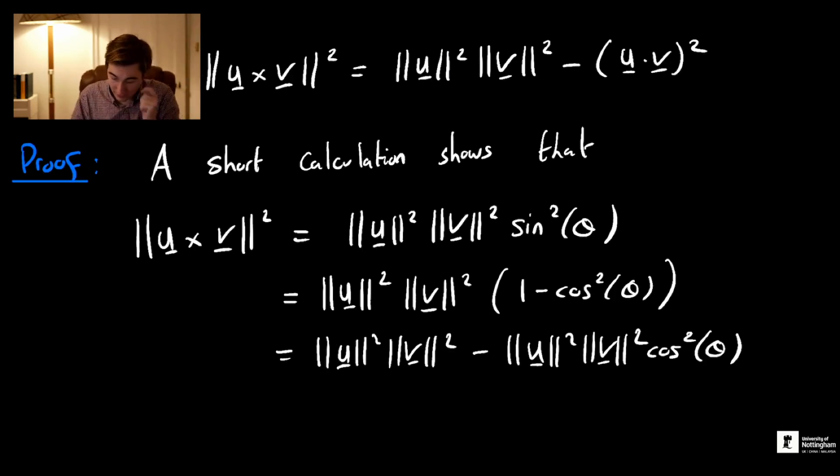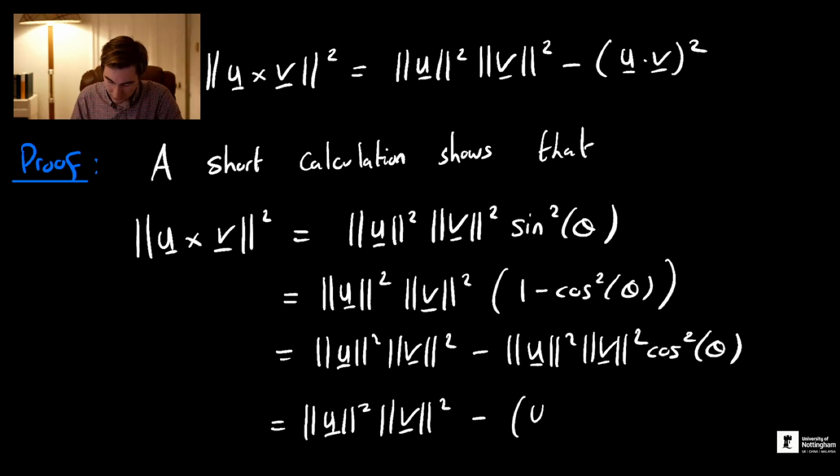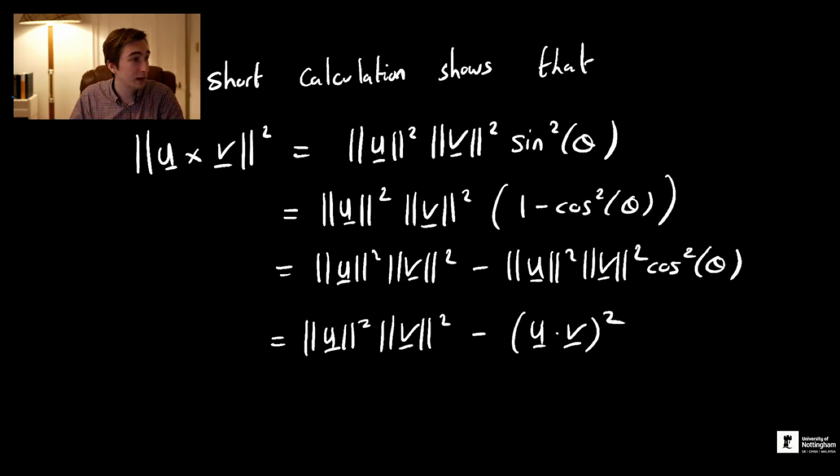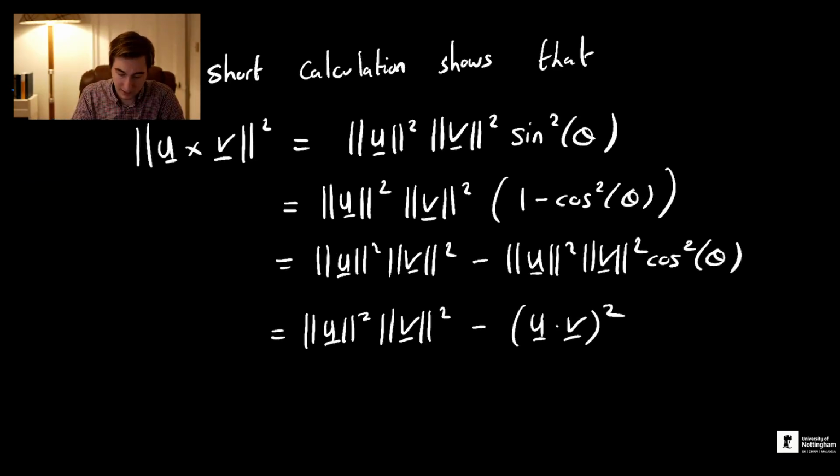And we realize this thing here is simply the dot product, or the scalar product, of u and v all squared. So in other words, we've got the norm of u squared times the norm of v squared minus u dot v all squared, which is exactly the expression that we're trying to prove. So that's our proof finished.